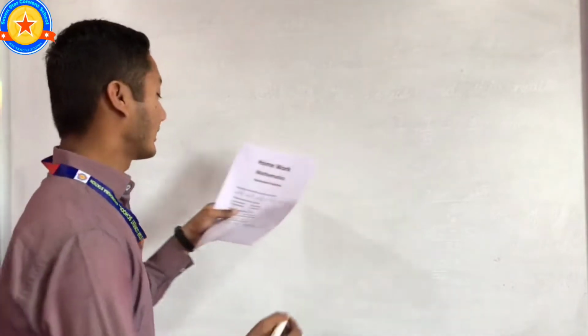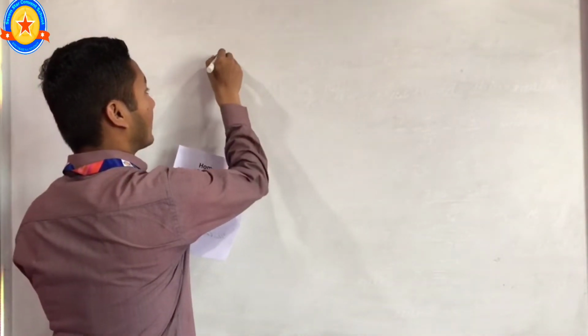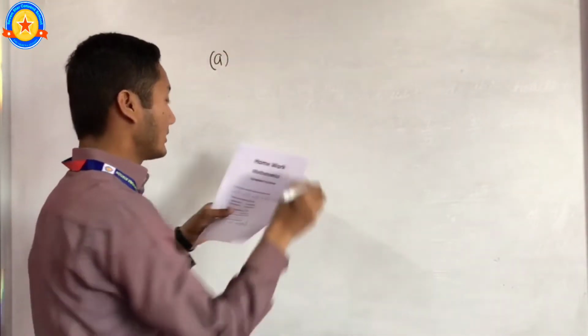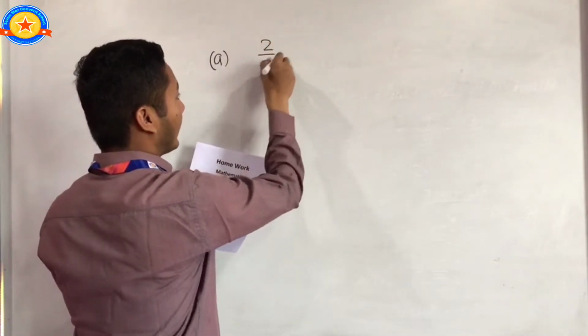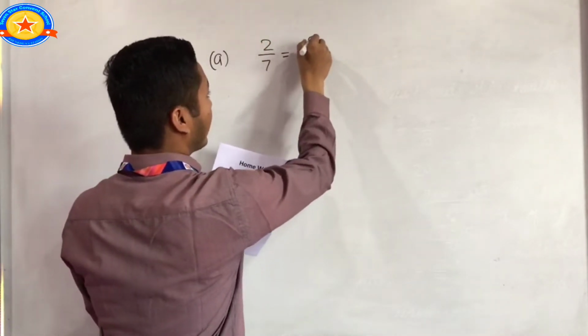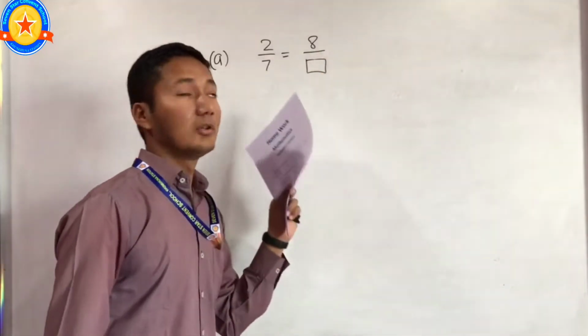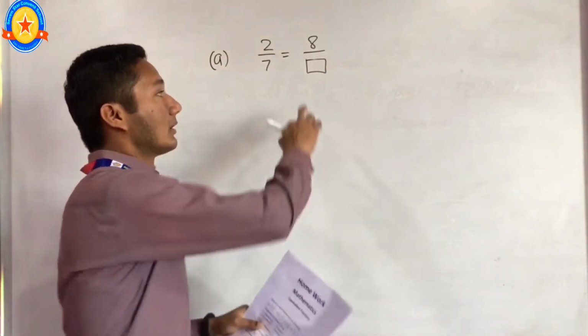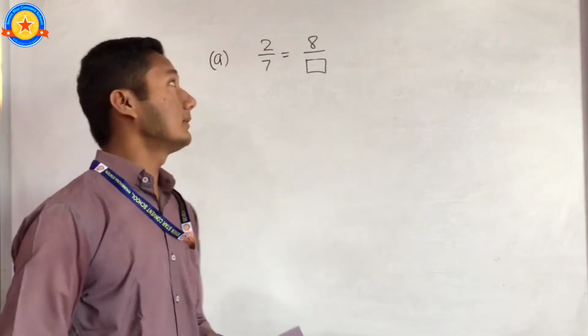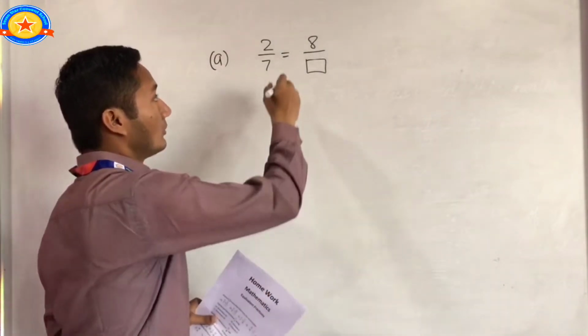Okay, now students, our first question was: replace the blanks in each of the following by the correct number. This was our first question, and option A was 2 by 7 equals 8 by blank space. You have to replace this space by the correct number. Then what do you have to do now?